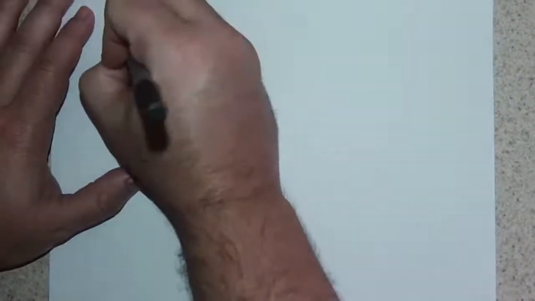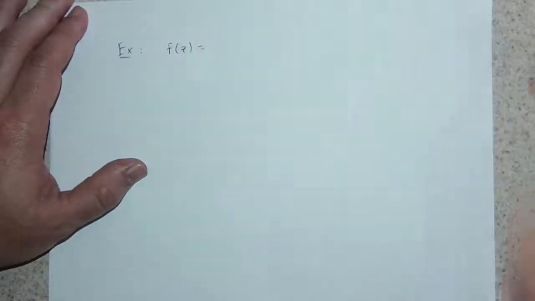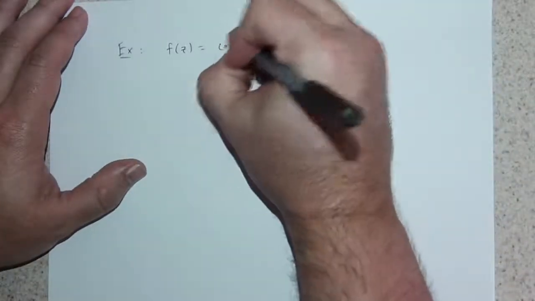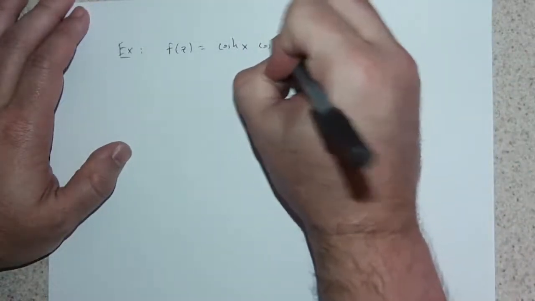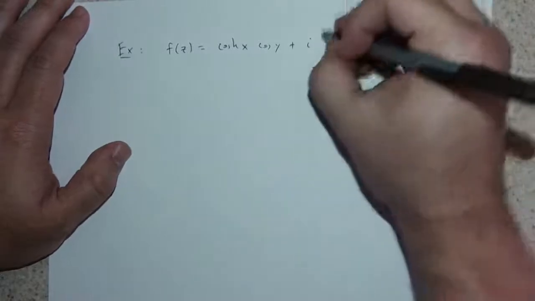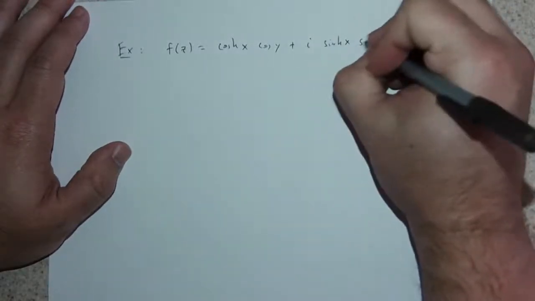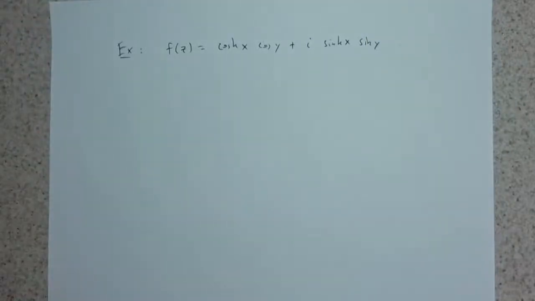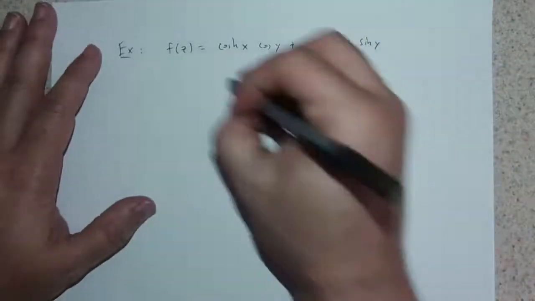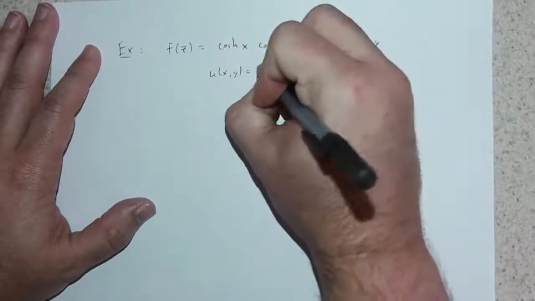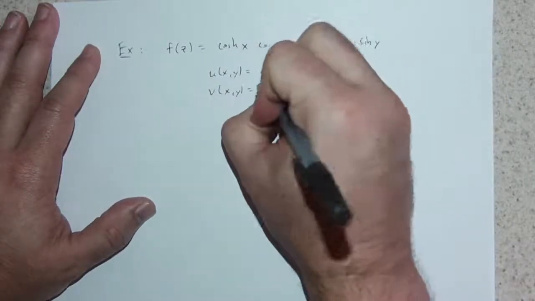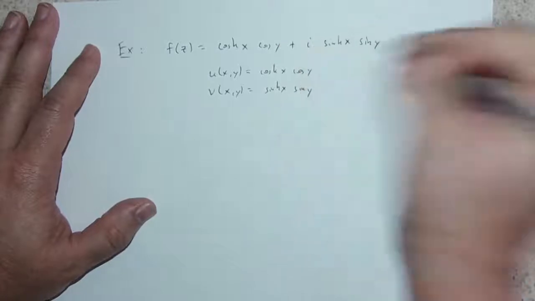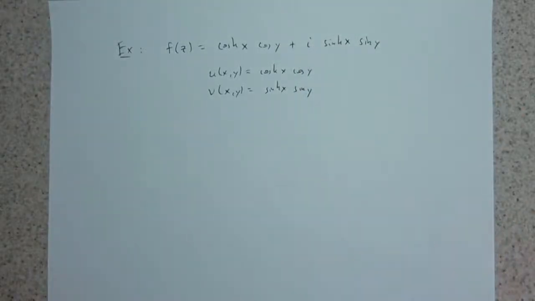So what if you have a function that's actually given to you in terms of its real and imaginary parts, so in terms of x and y here. Let's look at, for instance, the function that is hyperbolic cosine of x times cosine y plus i times hyperbolic sine of x times sine y. So we have component functions u of x,y, which is cosh x cosine y, and v of x,y is sinh x sine y.